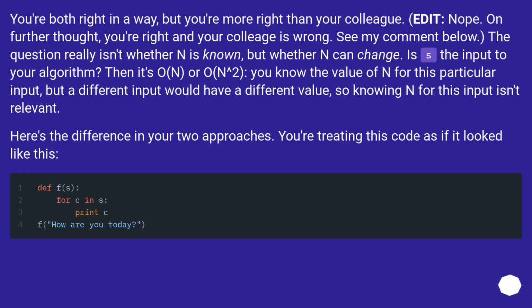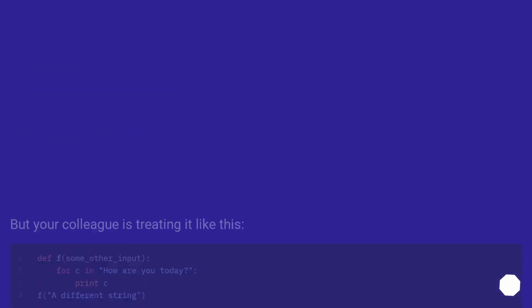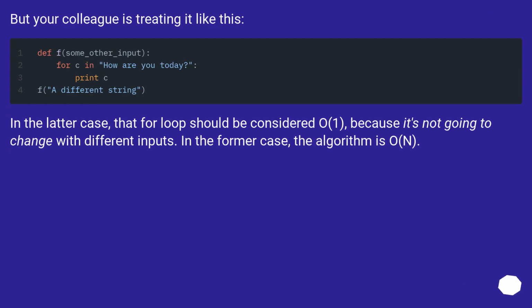Here's the difference in your two approaches. You're treating this code as if it looked like this. But your colleague is treating it like this. In the latter case, that for loop should be considered O(1), because it's not going to change with different inputs. In the former case, the algorithm is O(n).